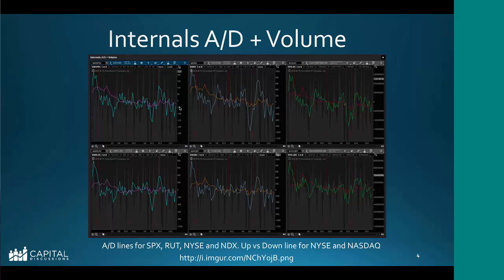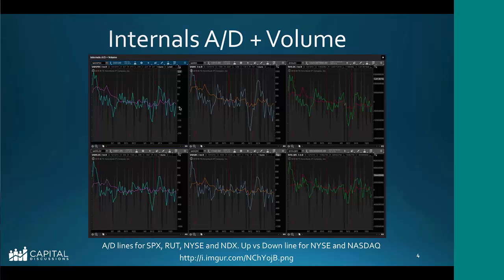What you're looking at on the left-hand side is the advancers versus the decliners. Again, I'm using 5 and 20-day moving averages. These are a little bit more spiky, but you do like to see that there's a trend in one direction or another.